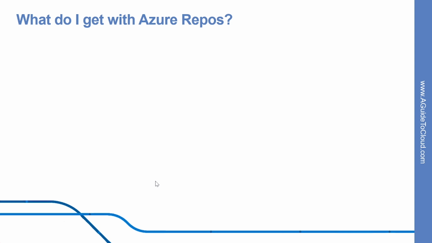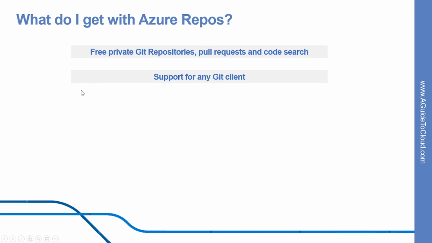So let us look at what you get with Azure Repos. First, you get free private Git repositories, pull requests, and code search, and unlimited private Git repository hosting and support for TFVC that scales from a hobby project to the world's largest repository. Then you get support for any Git client. You can use that to securely connect with and push code into your Git repos from any IDE, editor, or Git client. Then we have webhooks and API integration.